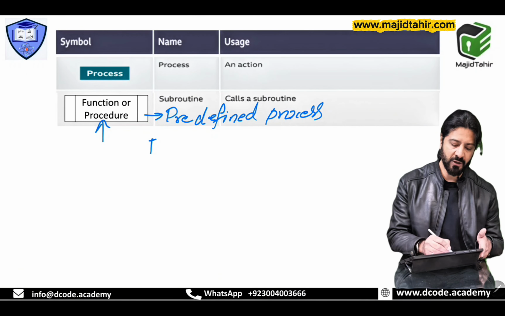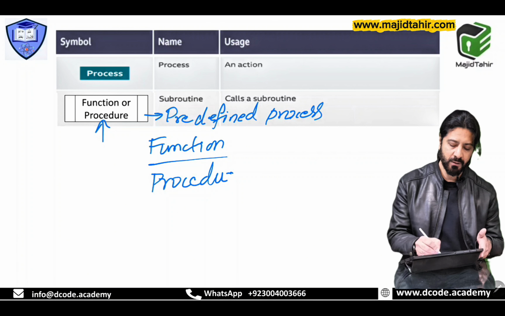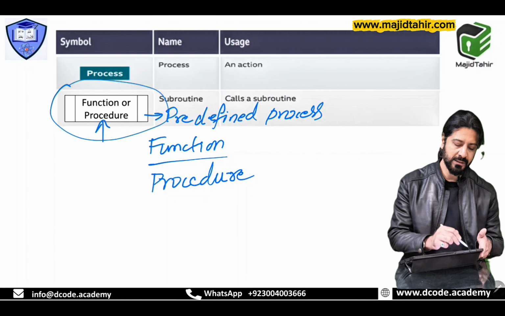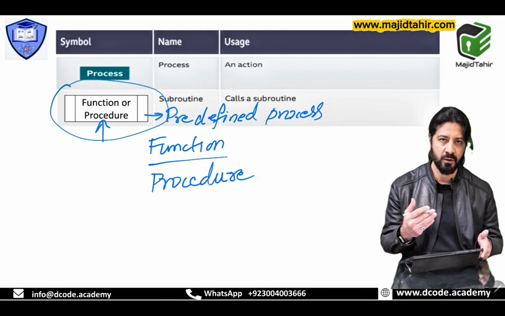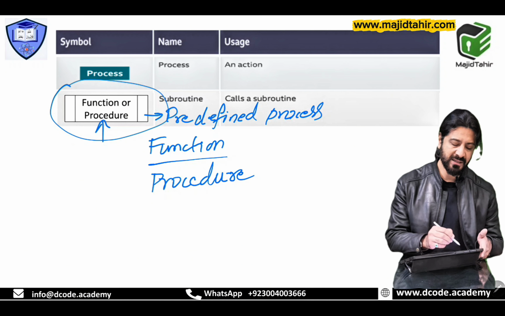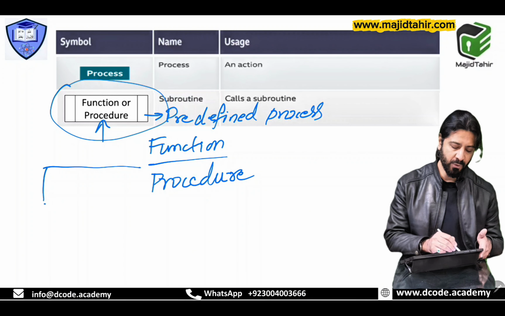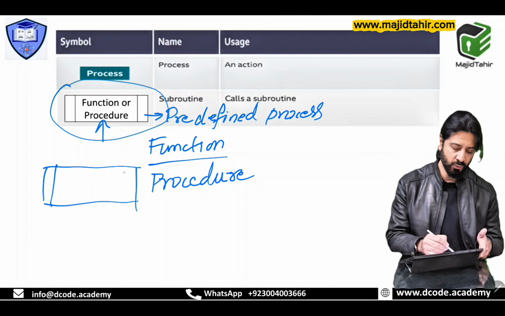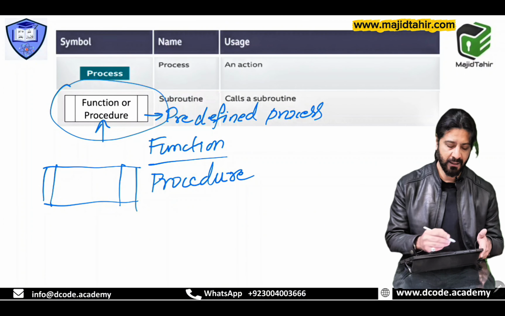There is some function already defined, already made, that you're using, or a procedure that is already created in the computer and you're calling it and using it. Then we will use this predefined function symbol. It's the same symbol, only the difference is that the process symbol is a simple rectangle and the predefined function has two lines in it.